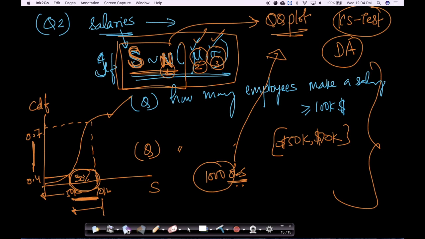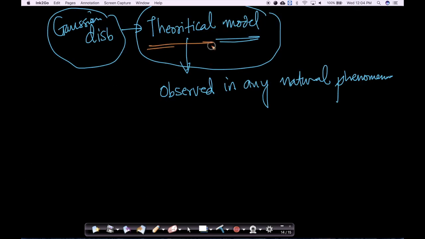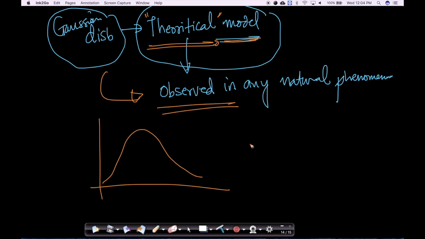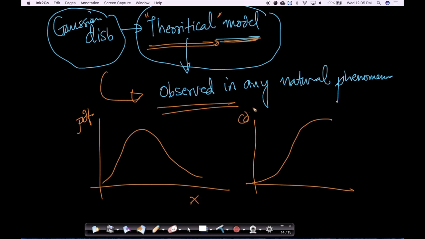So the Gaussian distribution is giving us a theoretical model of the distribution of data. And Gaussian distribution is observed in lots of cases in natural phenomena. There are many other distributions that we'll learn a little later in this course, but each of these distributions literally provides us a theoretical model on the distribution of data that we can see from the PDF and CDF. This is the PDF and this is the CDF. The PDFs and CDFs of a random variable X tell us how data is distributed literally.